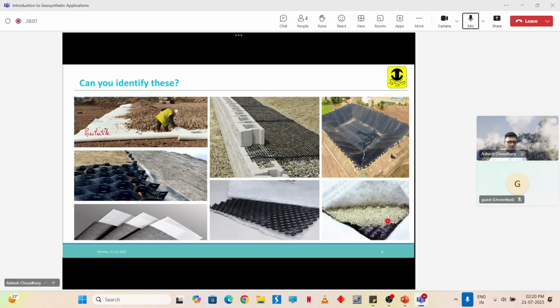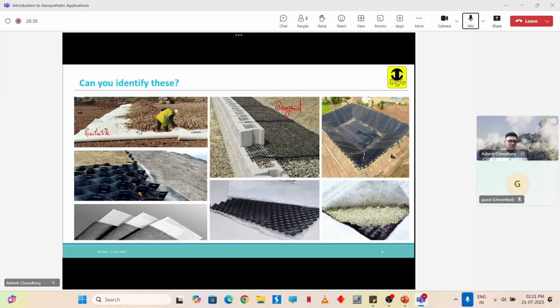Then this grid like or net like thing that we see here, this is called a geogrid. We are seeing some grids, a net like structure. These are called geogrids. These are mostly used in our reinforced earth wall designs, reinforced soil wall designs. This is called a geogrid.